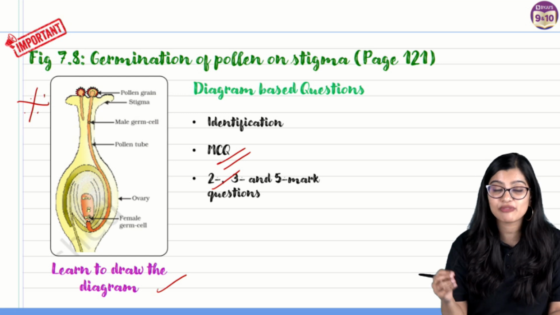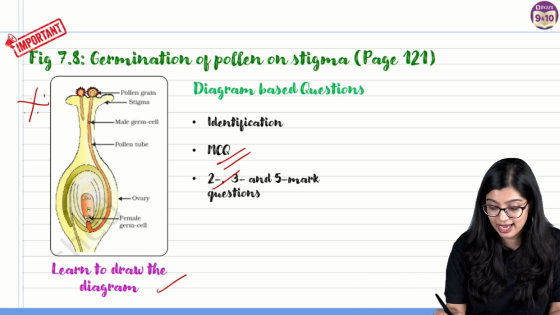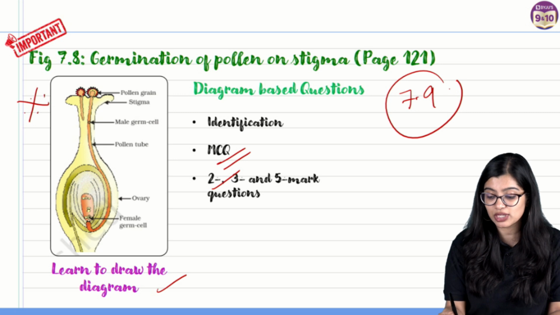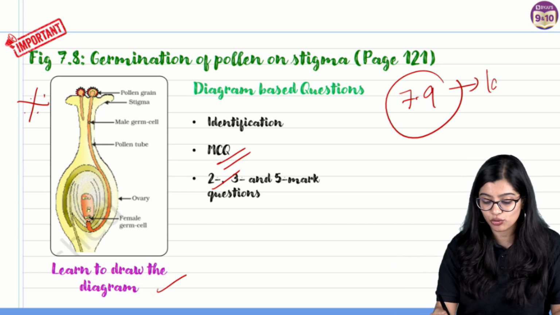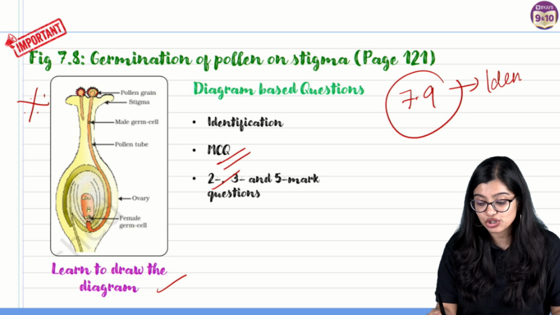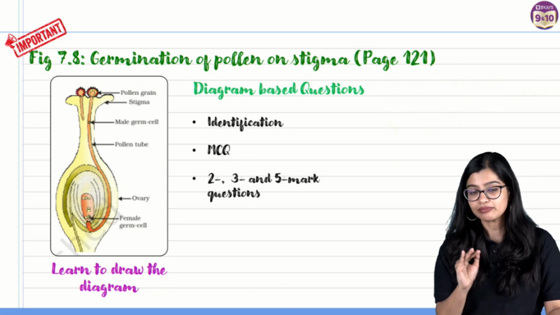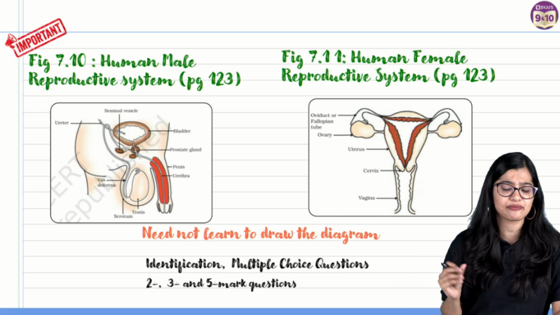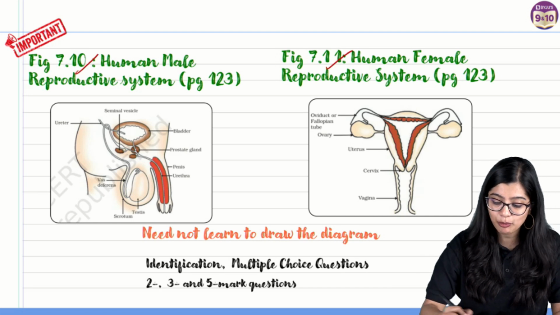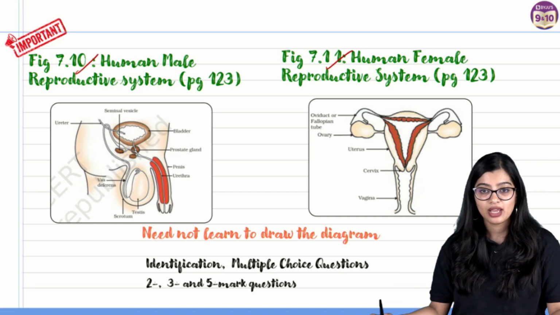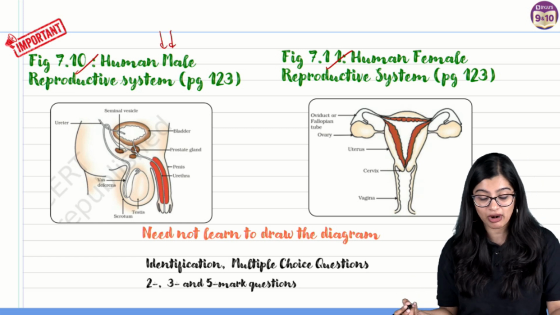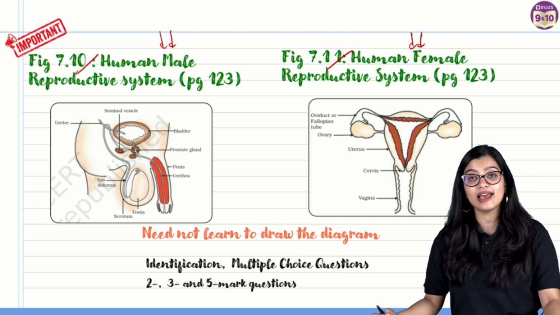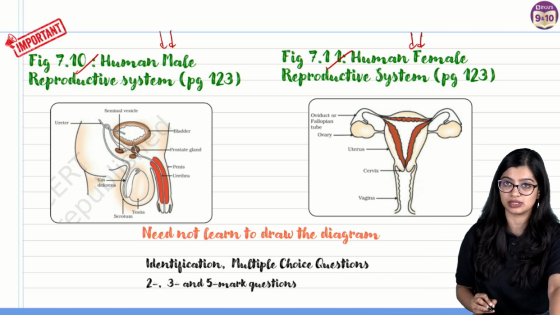Now along with this you have figure 7.9, which is not there in this, but figure 7.9 also shows germination of seed. They could ask you that diagram, but again not to draw. Identification is important there. Now we'll move on to the last diagram from this chapter, that is figure 7.10 and 7.11. Now please note, figure 7.10 is human male reproductive system, figure 7.11 is human female reproductive system.